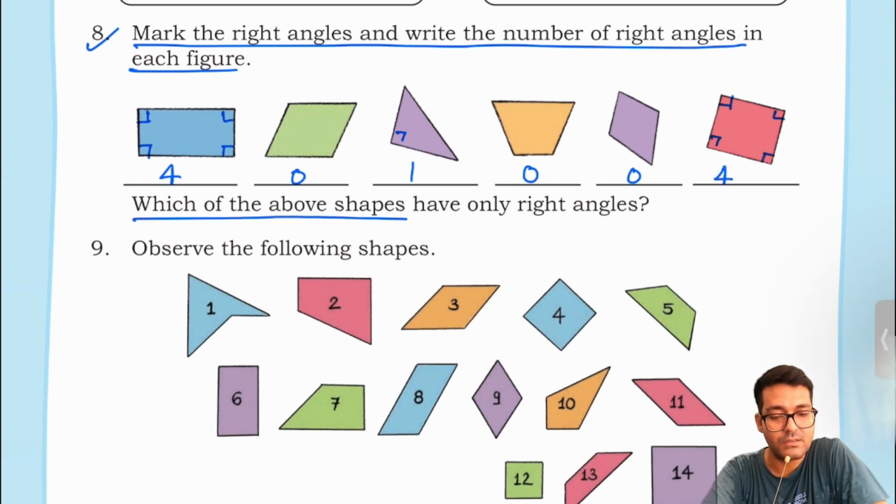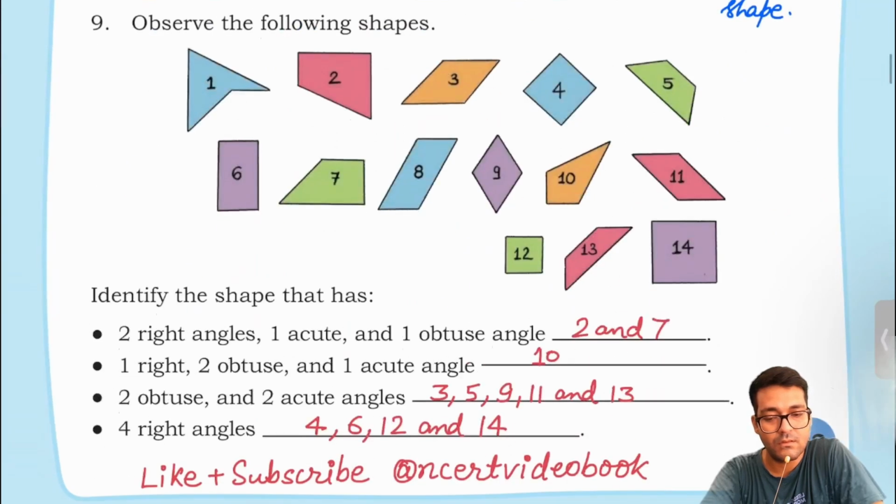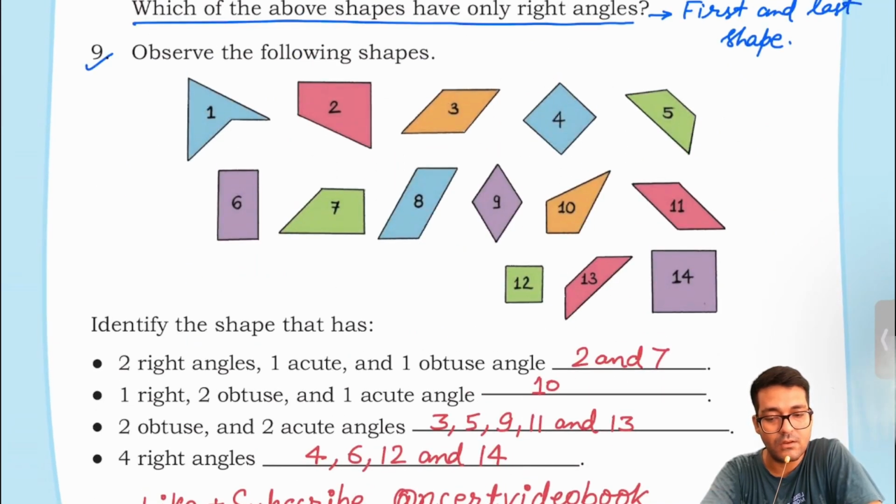Which of the above shapes have only right angles? The answer is first and last shape. Nine. Observe the following shapes. You have to observe the 14 shapes given here.